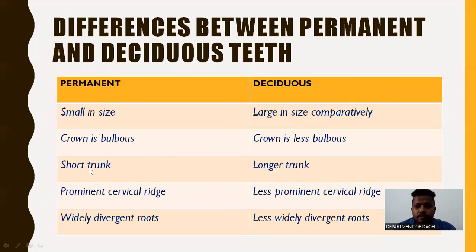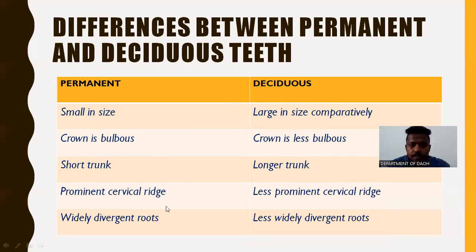What is the difference between permanent and deciduous teeth? Permanent incisors are smaller in size, deciduous comparatively large in size. The crown is bulbous in permanent, but in deciduous the crown is less bulbous. Permanent incisors have a short trunk, deciduous a longer trunk. Permanent incisors have a prominent cervical ridge, deciduous a less prominent cervical ridge. Permanent central incisors have widely divergent roots, and deciduous teeth have less widely divergent roots.